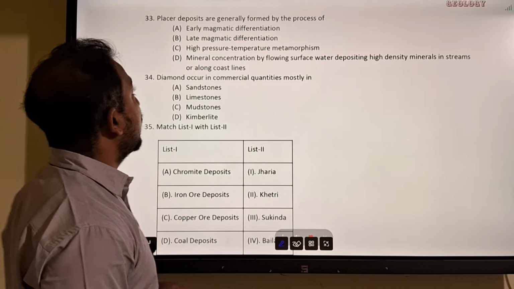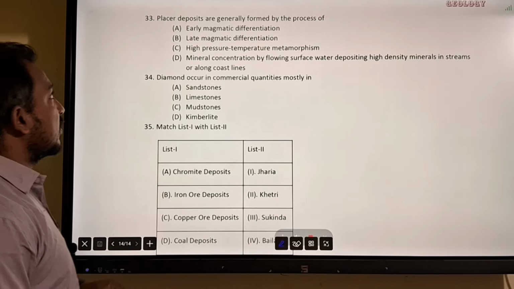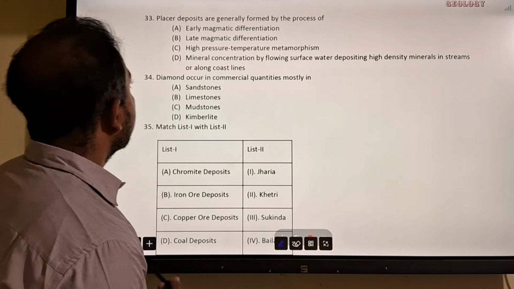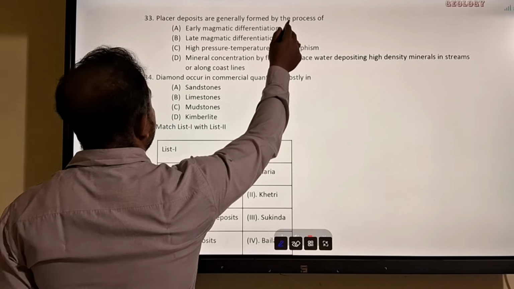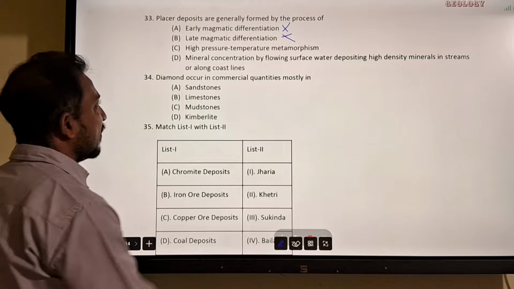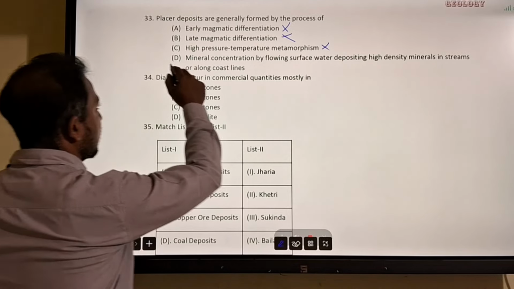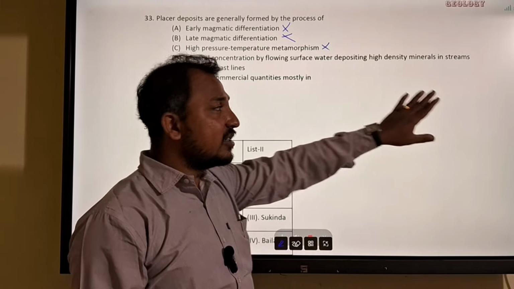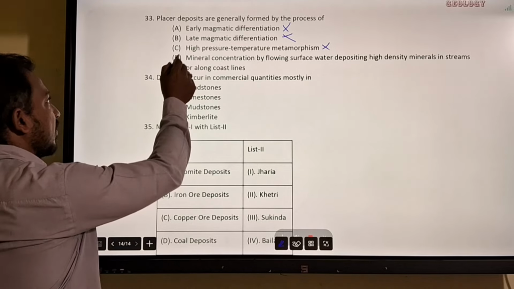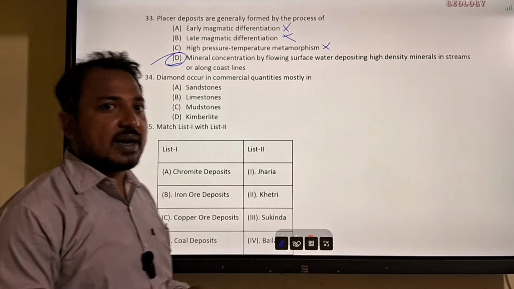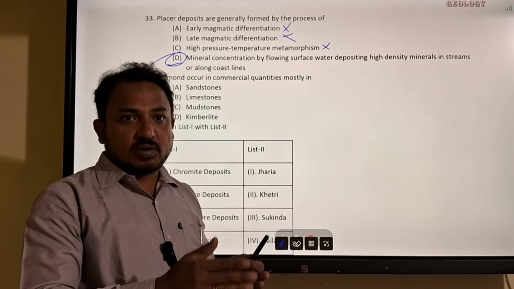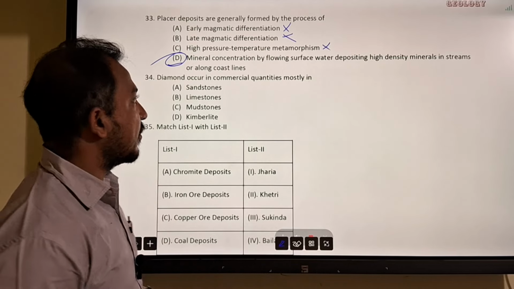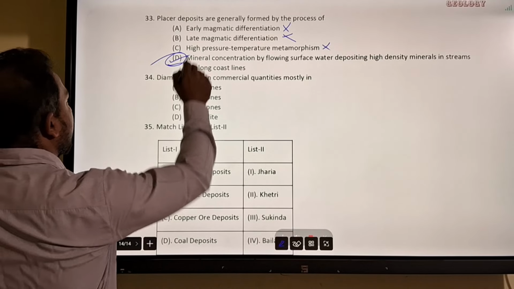Next comes placer deposits, which are generally formed by the process of that. We have discussed placer deposits that are produced by mechanical concentration and deposition. So early magmatic will be incorrect, late magmatic will be incorrect, and high pressure temperature is metamorphism. Mineral concentration by flowing surface water, depositing high density minerals in streams or along the coastline, we have already discussed. The high density mineral will be deposited, and low density or low specific gravity mineral will be flown out. So the answer will be D.